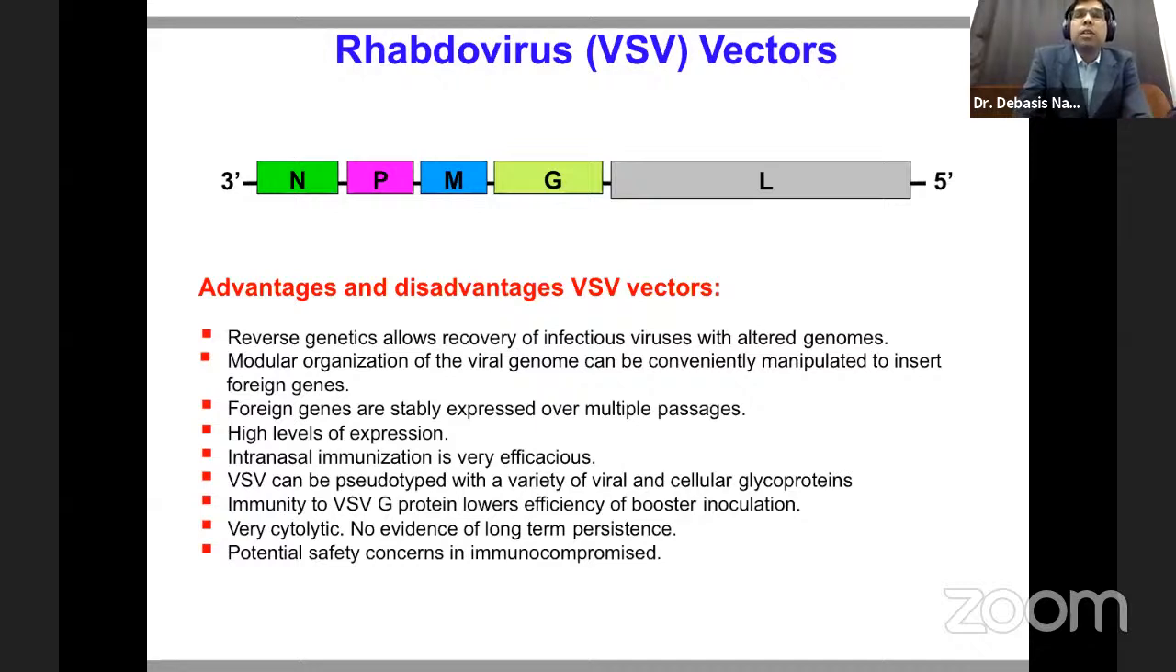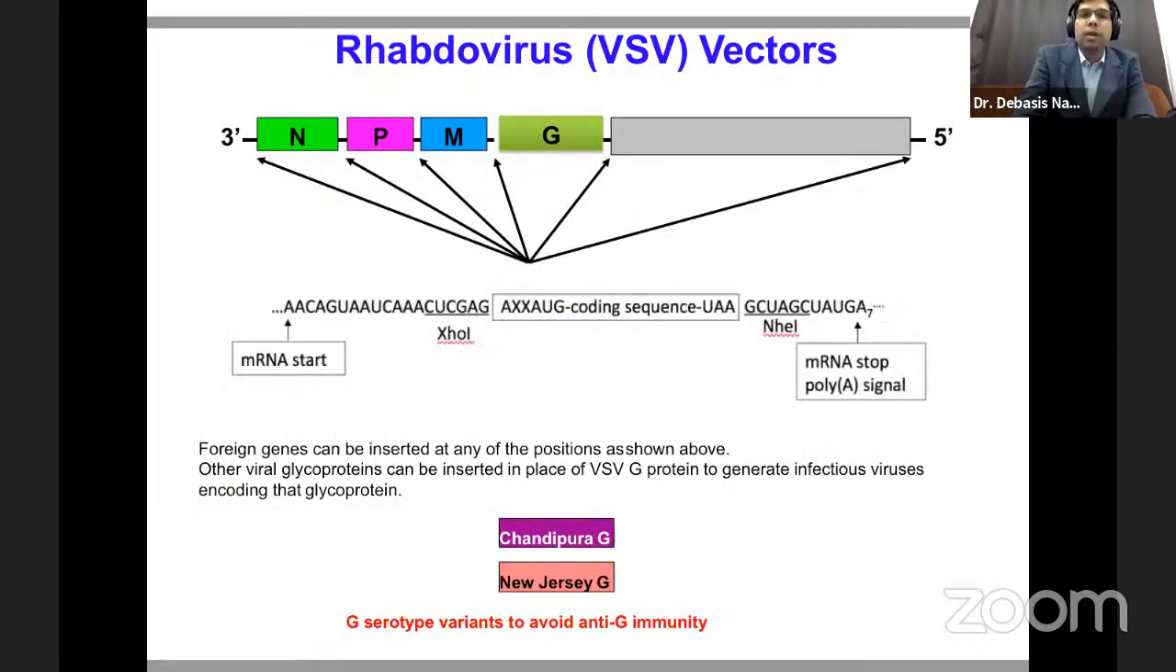Among all these genes, there's one gene we call the glycoprotein or G gene. It is responsible for causing the disease, for the spread of the virus, and for attachment of the virus to the new cell. What if we replace or delete that gene? In this situation, we have done exactly that.